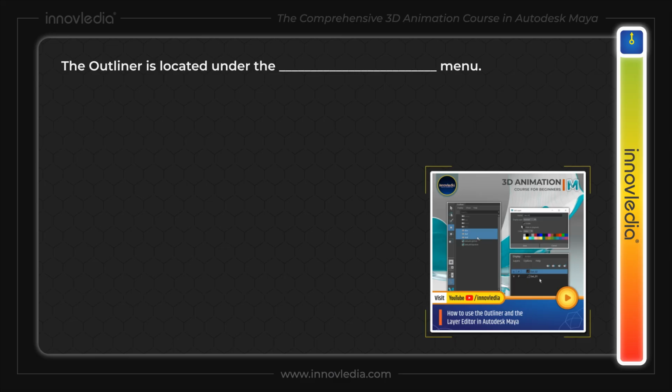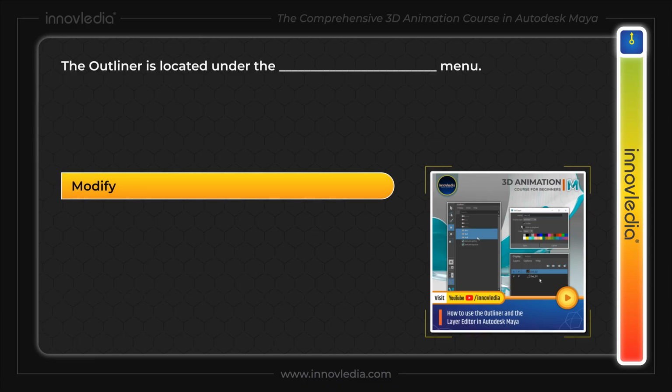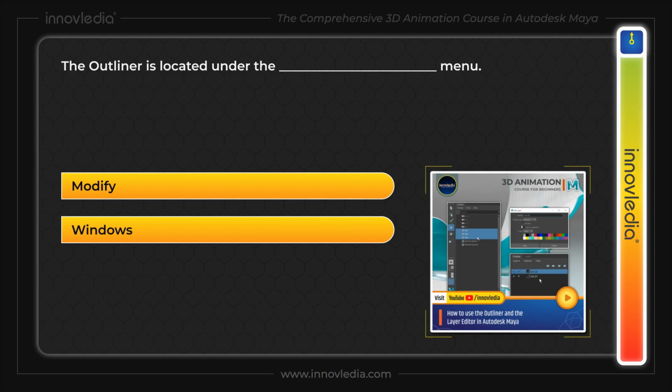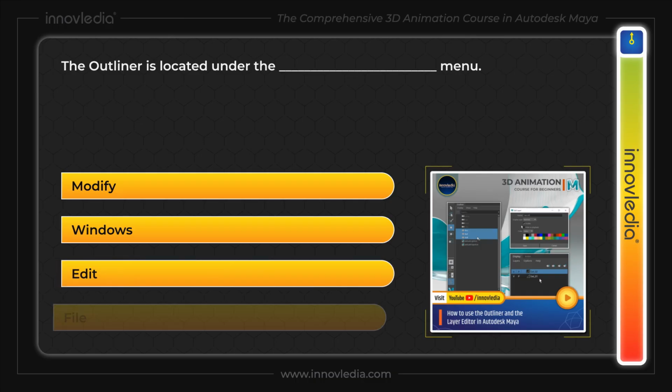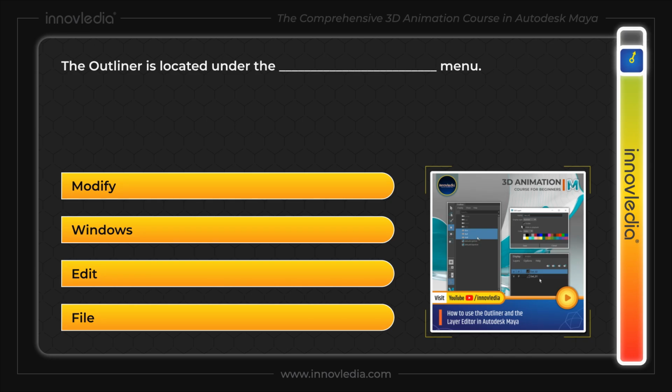The outliner is located under the dash menu. The options are Modify, Windows, Edit, File. Your time starts now. And the correct answer is Windows.